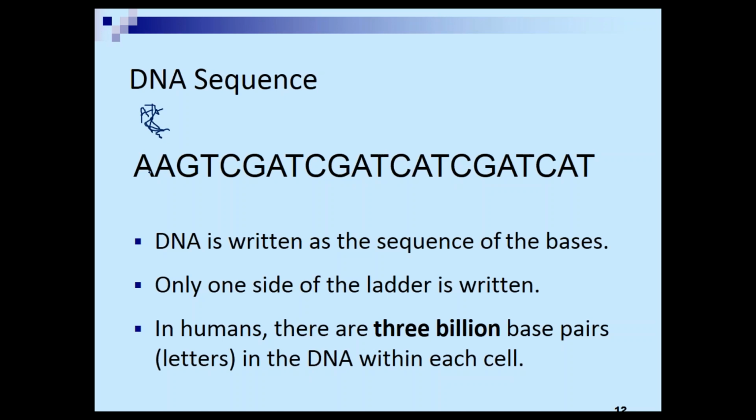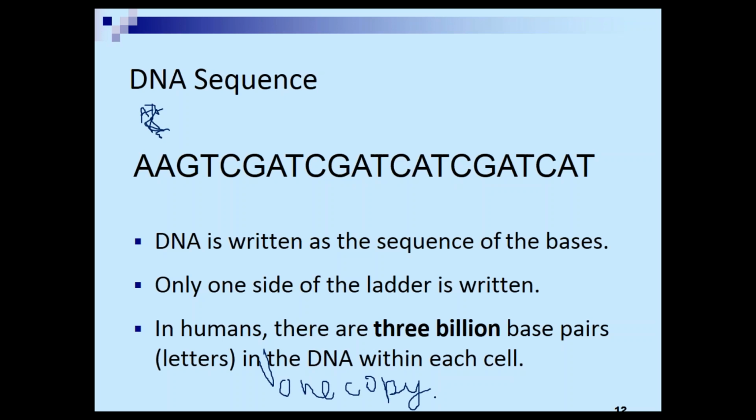In humans, if I were to ask you how many base pairs, how many nitrogenous bases there are, the answer would be 3 billion. Okay, this is a little bit incorrect. I should just go back and change it, maybe version 2.1. In humans, there are 3 billion base pairs in one copy of the DNA, in one copy of the DNA within each cell.